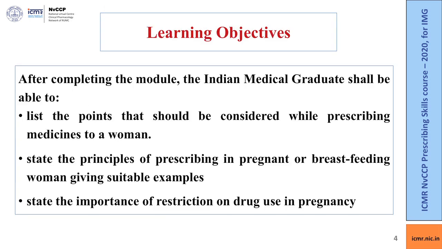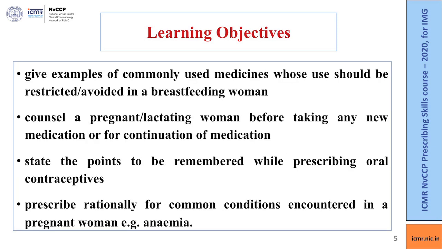Hence, after completing the module, the Indian medical graduate shall be able to list the points that should be considered while prescribing medicines to a woman, state the principles of prescribing in pregnant or breastfeeding women given suitable examples, state the importance of restrictions on drug use in pregnancy, give examples of commonly used medicines whose use should be restricted or avoided in a breastfeeding woman, counsel a pregnant or a lactating woman before taking any new medication or for continuation of medication, state the points to be remembered while prescribing oral contraceptives, and prescribe rationally for common conditions encountered in a pregnant woman, for example anemia.